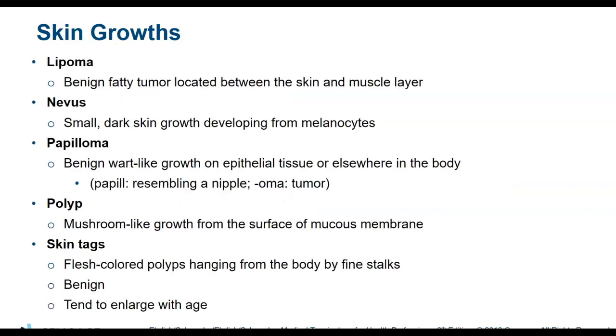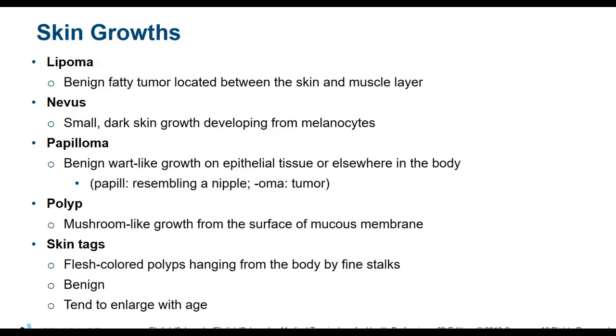A lipoma is just a fatty tumor. Nevi are small skin growths developing from a melanocyte. Papillomas are wart-like growths on the epithelial tissue and other places on the body. A polyp is a mushroom-like growth from the surface of a membrane.